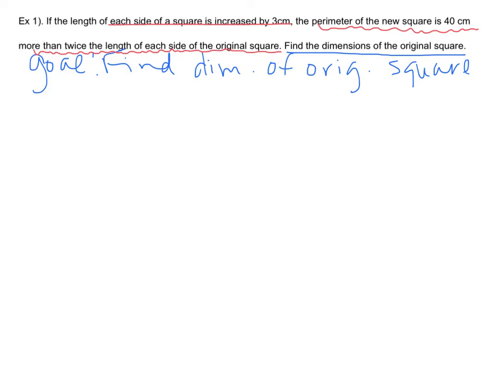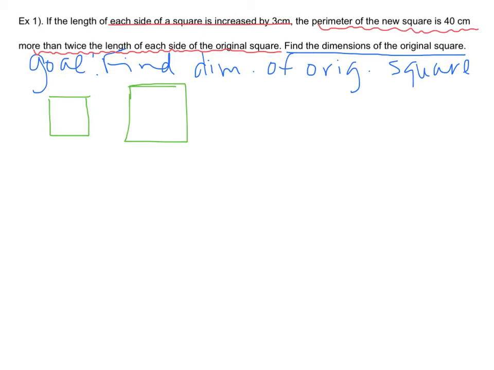Now, we're talking about a square here. So because we're talking about a square, anytime you're talking about geometry, it is a good practice to draw a picture. So I have 2 things. I have an original square, and then I have a new square that we're talking about. So let's try to pull off an original square and a new square. So let's see what kind of information we know. The length of each side of a square is increased by 3 centimeters.